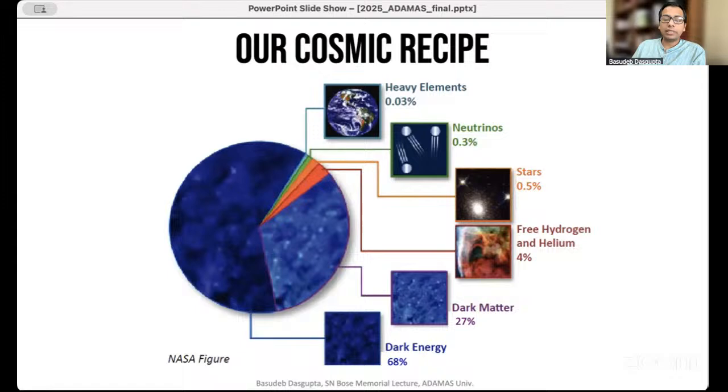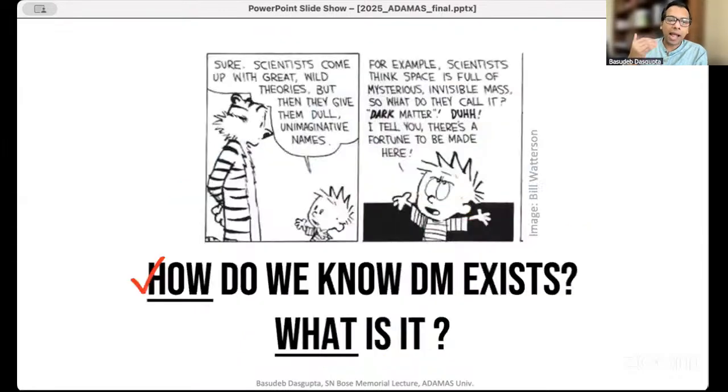Okay. So therefore, we come back to our original plan, where I told you that there will be two questions: how do we know that dark matter exists? And then the next part is, what is it? I hope in this first half, I have convinced you that we know that there is this thing called dark matter in a multitude of different ways, but I haven't yet told you what it is.